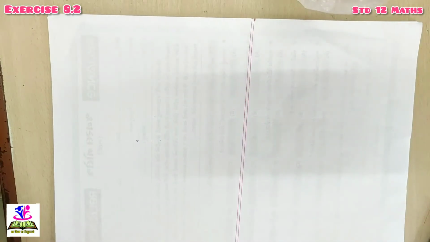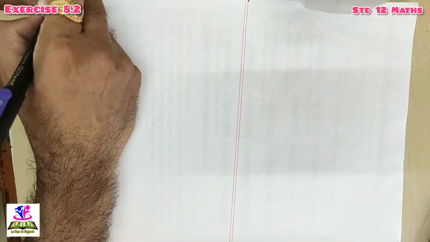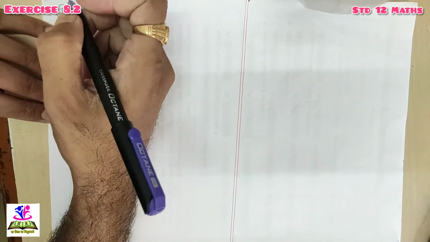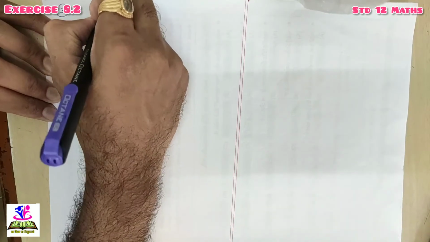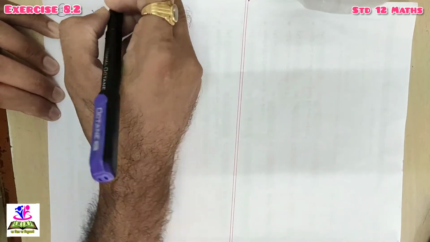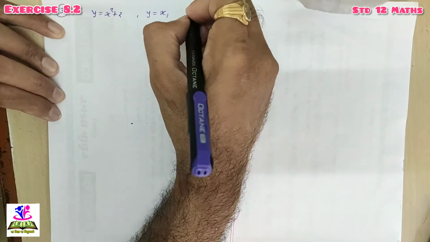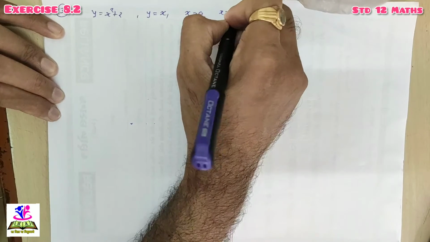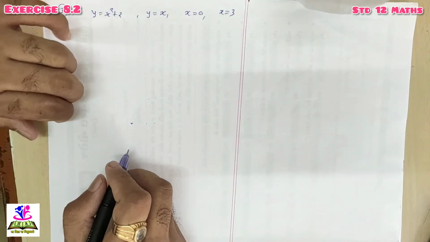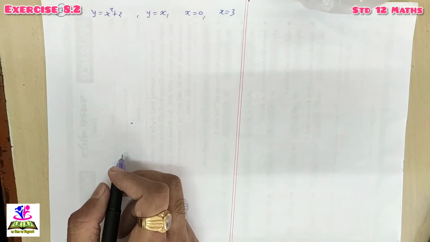Third question, diagram will be done. You have to solve the third question also. So question number 3. Here you have to find the area of the region bounded by the curves y equal to x square plus 2, line y equal to x, line x equal to 0 and line x equal to 3. 3 lines and 1 parabola are there. You have to find the area enclosed by all these curves.